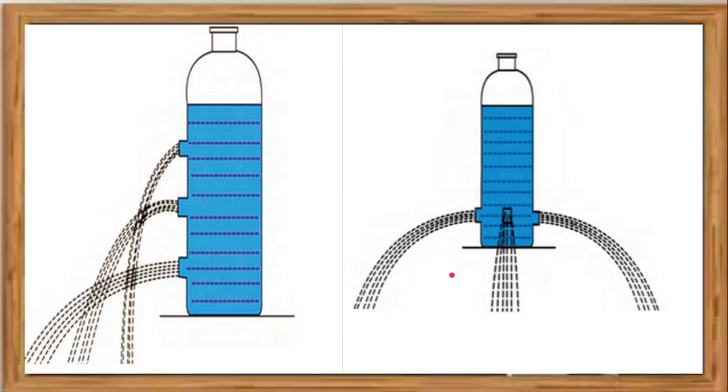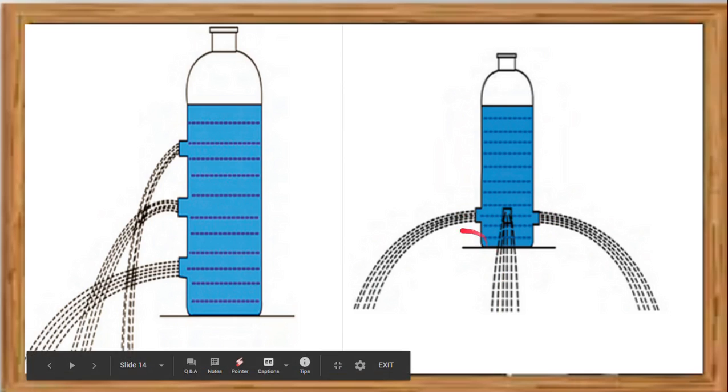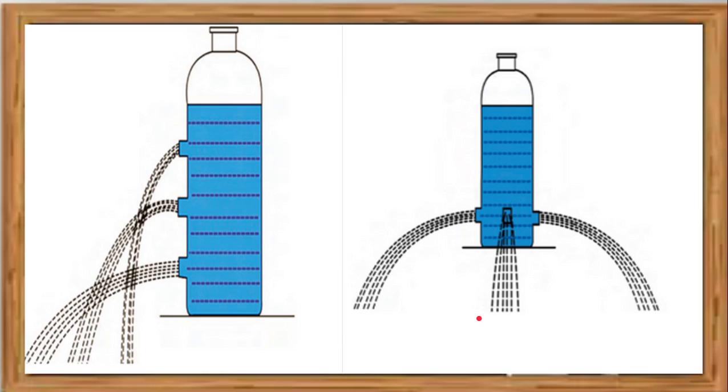In the second picture, we can see that the holes are there in all the directions and the water is moving in same speed. So this picture proves that liquid exerts equal pressure in all directions, right?